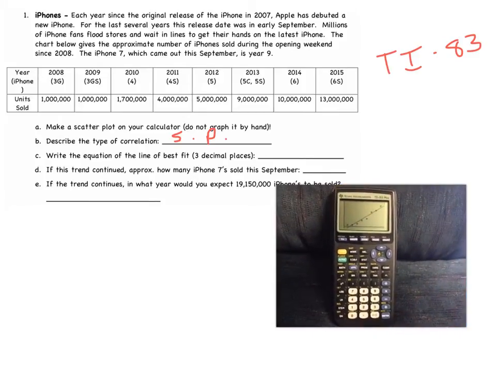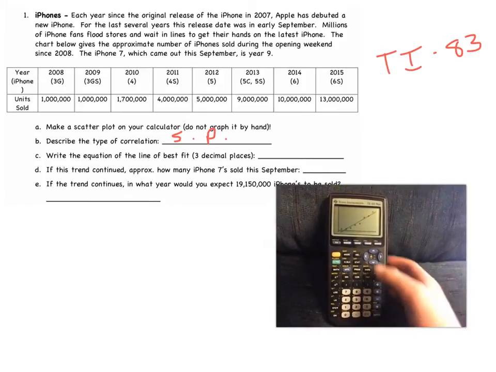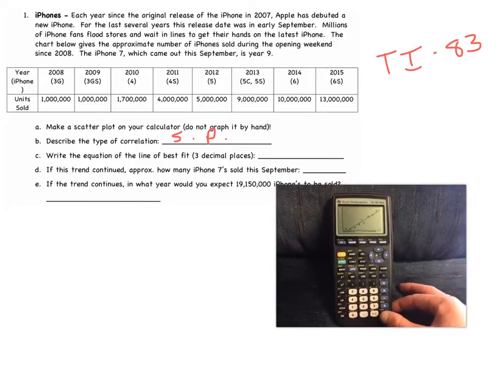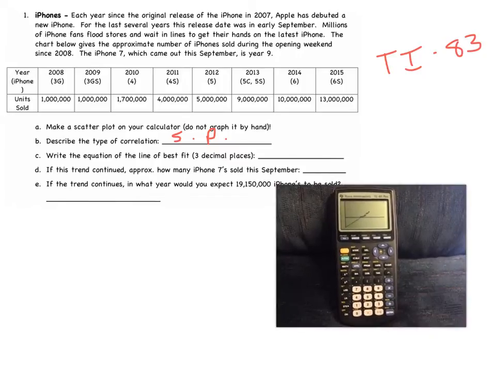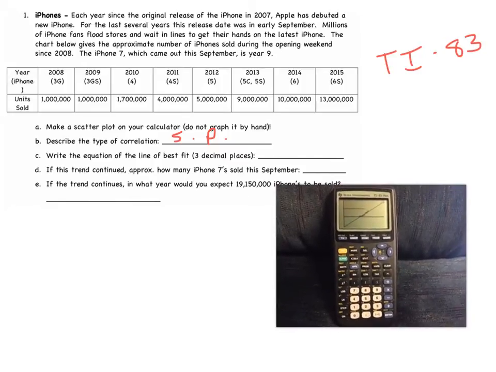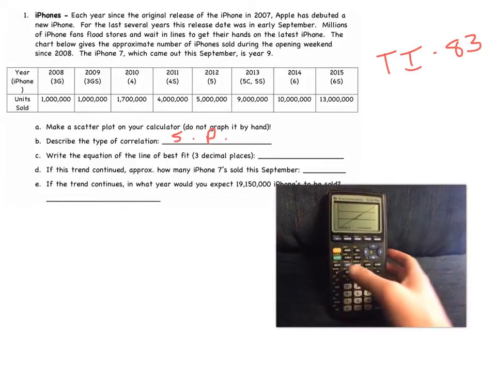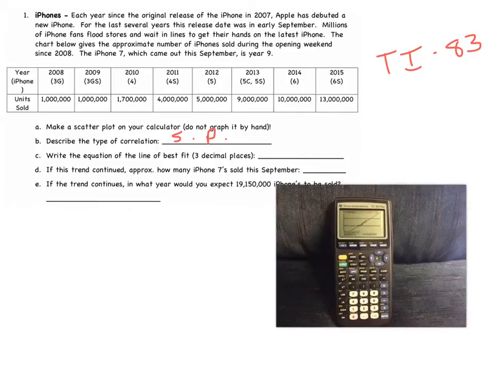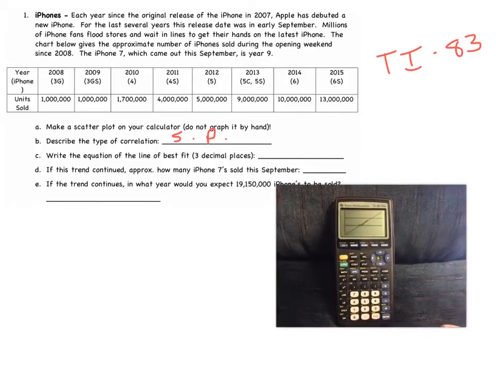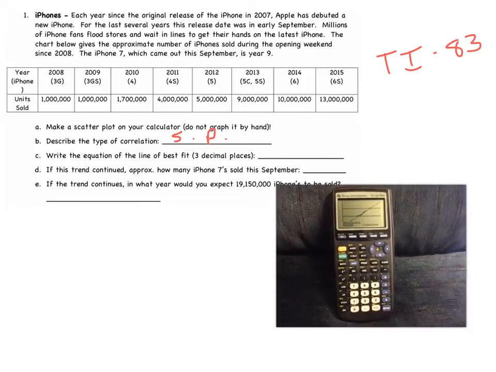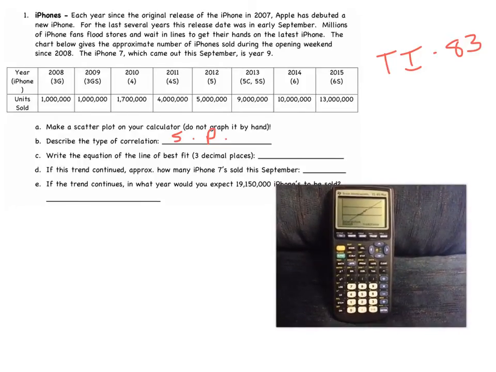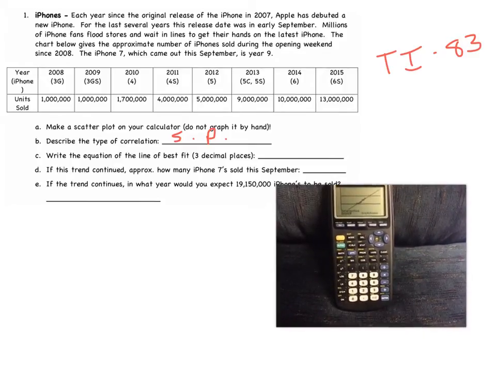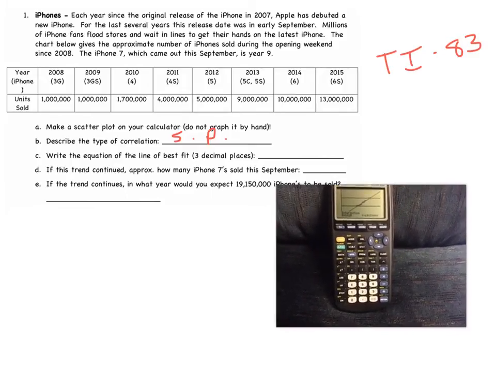Now, my goal is to see that second line, which I don't, so I need to zoom out. So zoom, number 3. Nothing changes until I hit enter here. So that zooms me out, and now I see that second line. So once I can see it, I go second calc, down to option 5, intersect, and then I hit enter 3 times. So my answer is 2019, and it works out perfectly for us. So if the trend continues, we would expect there to be 19,150,000 iPhones sold in 2019, and that's our answer.